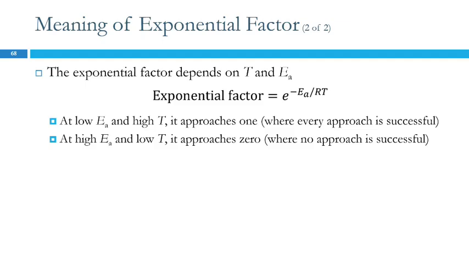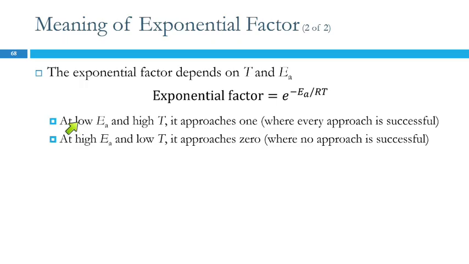So the exponential factor is the part that depends on temperature. This is the exponential factor, e raised to the negative EA over RT. This is the activation energy, and then we've got our temperature. So this factor depends on the activation energy, how tall that energy hump is, and on the temperature.